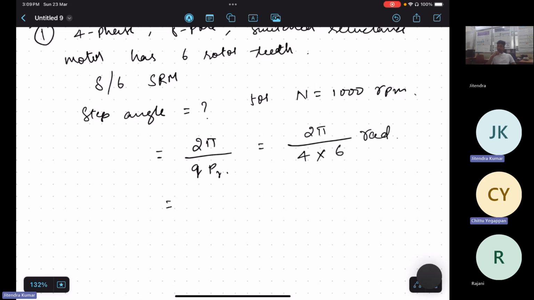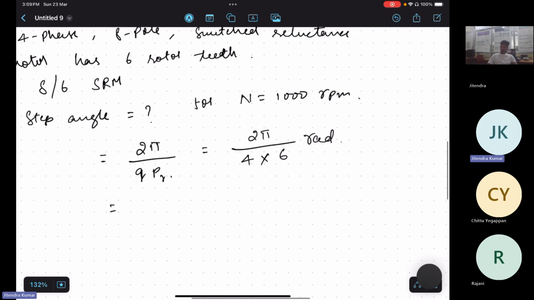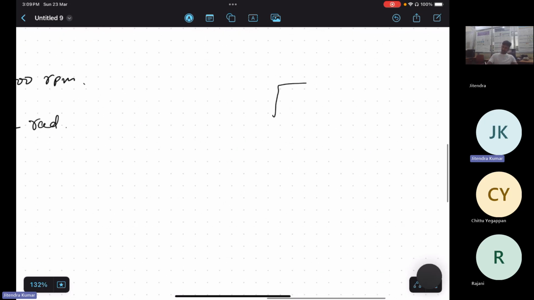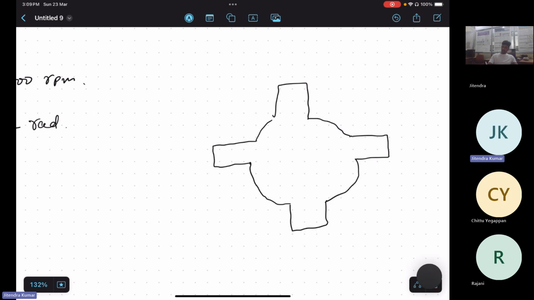Sir, I have a doubt, sir. Are the rotor teeth and the rotor pole the same? Actually, in SRM, all the phases or supply windings are placed on the stator only. Rotor has nothing but only iron pieces with a certain structure. So if you haven't seen, this is kind of rotor. So this is four poles of rotor. All are iron.